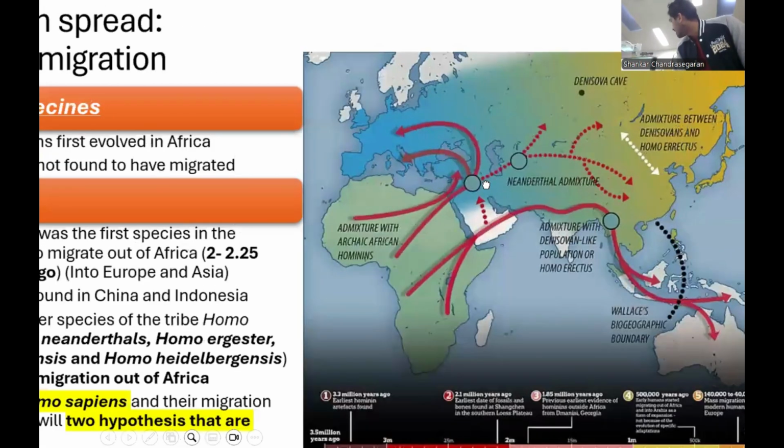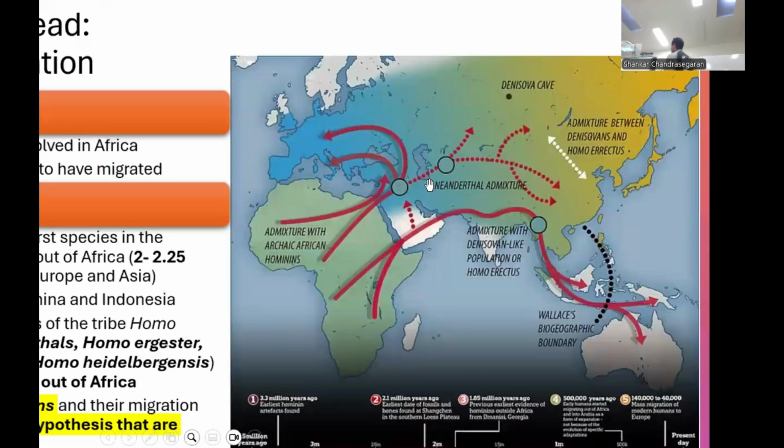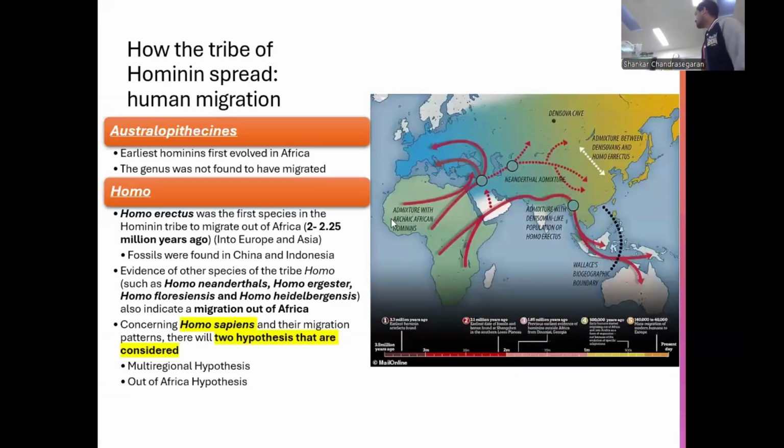So if you see these migratory patterns, you can see that they moved around a lot. They migrated into Europe, they migrated into Asia, and eventually they even went down to the Australian continent as well. So that is generally showing the migratory patterns of the genus Homo. And when we're talking about the genus Homo, that also includes Homo sapiens.